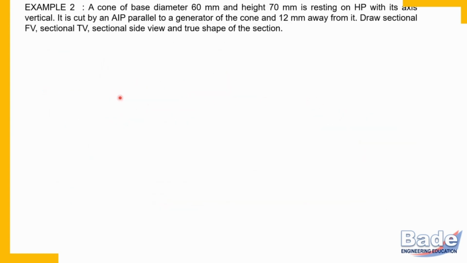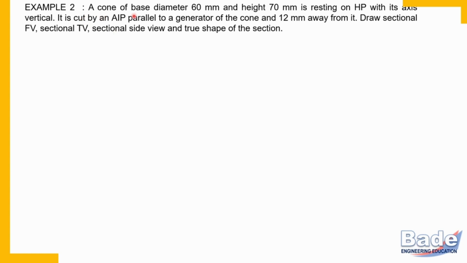Now let's solve this problem. A cone of base diameter 60 mm and height 70 mm is resting on HP with its axis vertical. It is cut by an AIP parallel to generator of the cone and 12 mm away from it. Draw sectional front view, sectional top view, sectional side view, and true shape of the section.